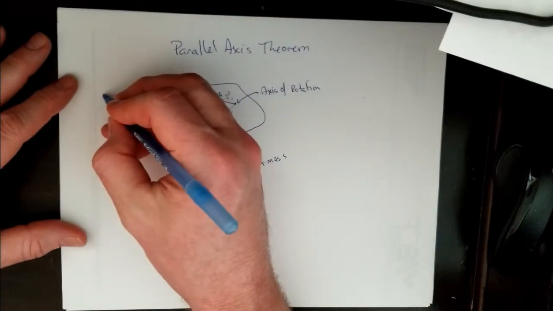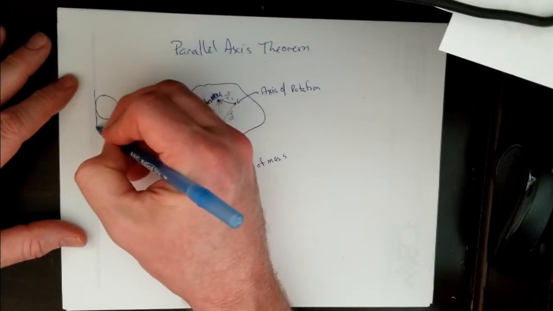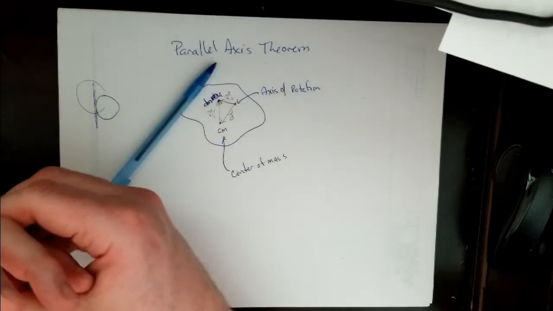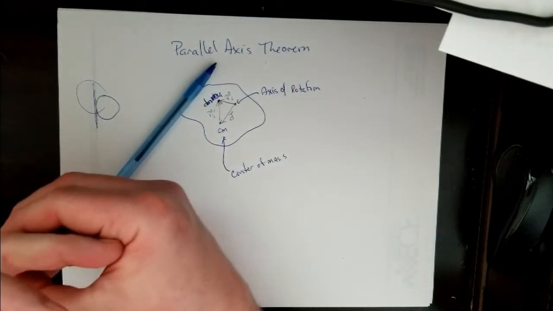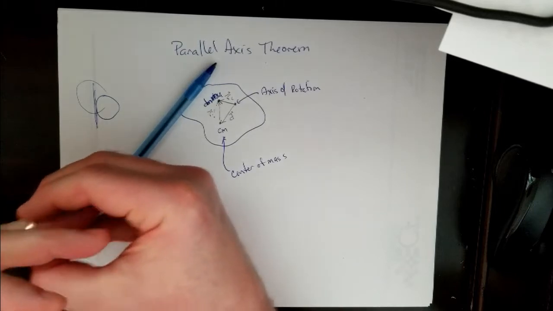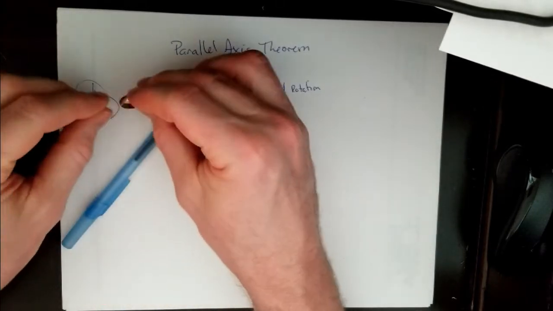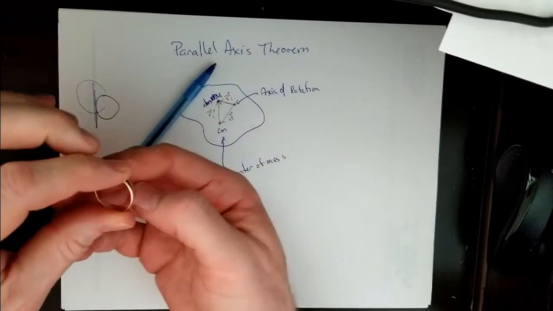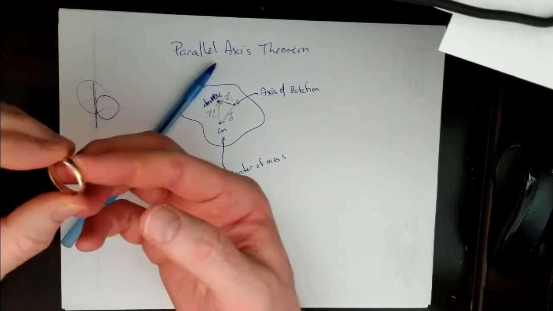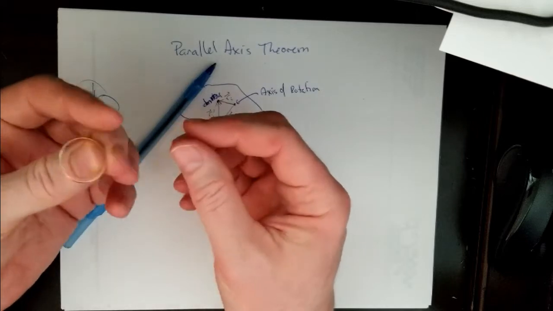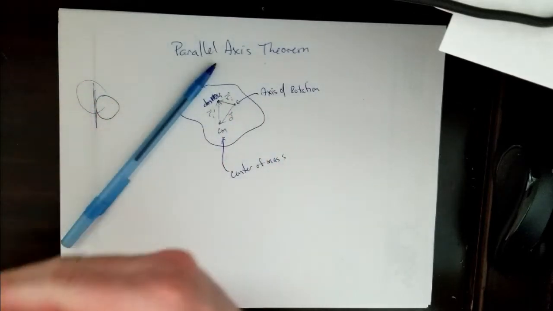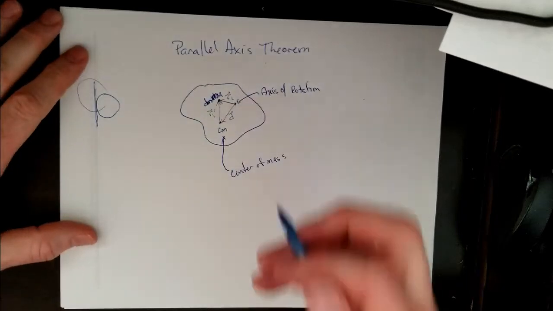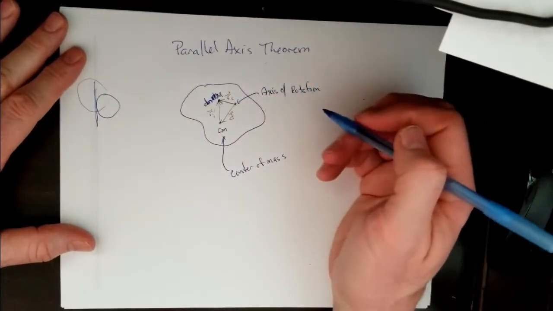If I had a hoop right here spinning about an axis like that, not about the center, but about something like that. That is really poorly demonstrated, but let's hope you got the idea. So this is when you bring in the parallel axis theorem.